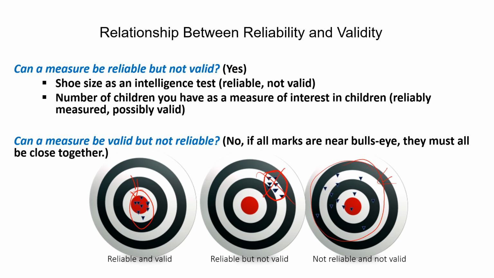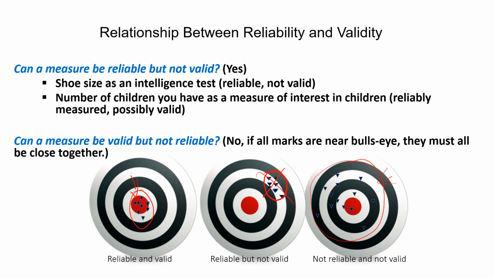Reliable and valid, that's what we want. Reliable but not valid, meaning we're consistently measuring the same thing, but we're not measuring what we're supposed to be. Or not reliable and not valid, because if you're not consistent, you can't consistently measure what you're saying you're measuring.